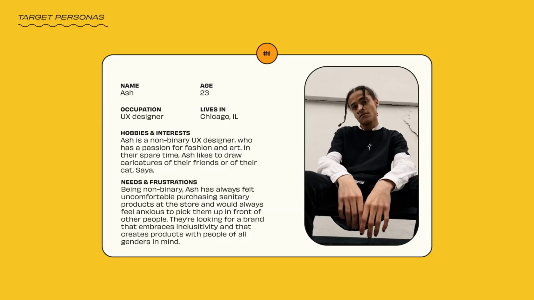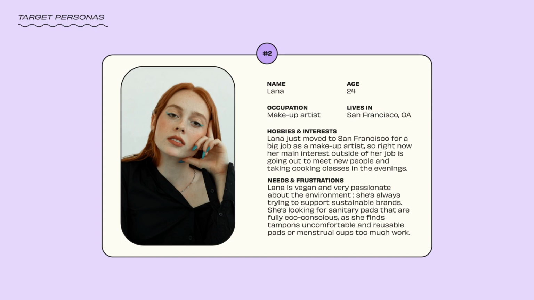As I mentioned, the main target for the brand will be people who are millennials or Gen Z. People like Ash, who is non-binary, always feel uncomfortable buying sanitary products and picking them up at the store in front of other people. Or people like Lana, who really cares about the environment, but she finds tampons uncomfortable and the menstrual cups and reusable pads too much work, so she wants to support a sustainable brand while also being comfortable. This was part of the brand strategy when it comes to who the business is at its core.